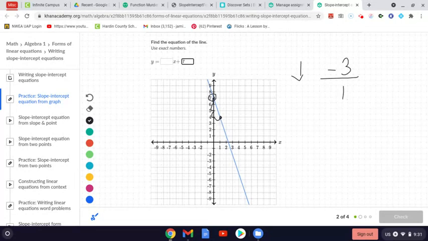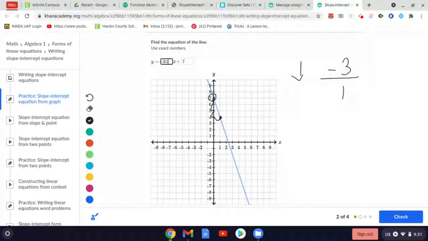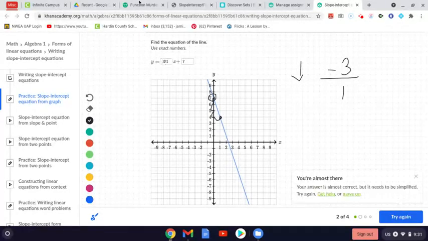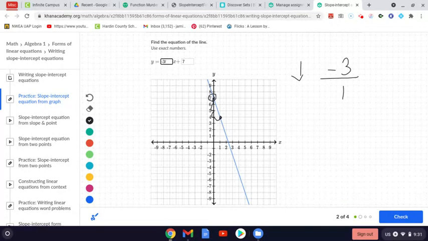Now, the one thing about this is I don't know if they'll accept it with the 1 on the bottom. Let's test it out. So I do -3 over 1. Nope, it wants you to simplify it. So if you get 1 on the bottom, you get rid of the 1, and it's correct.